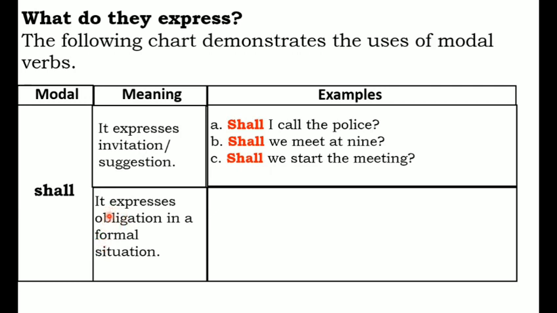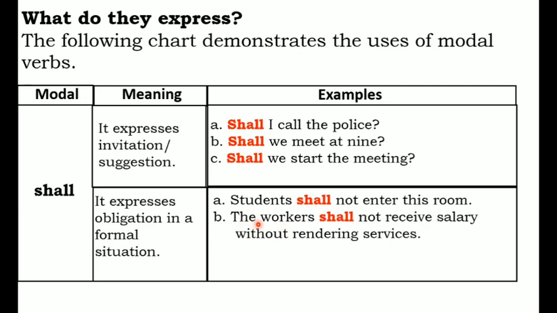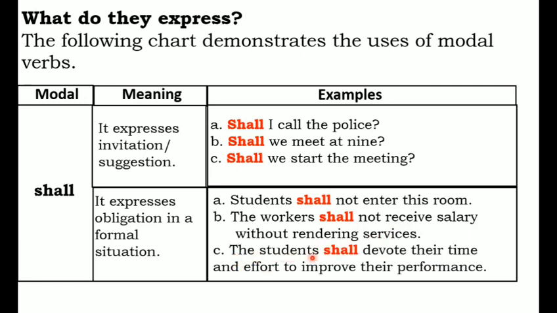Next, it expresses obligation in a formal situation. Example, students shall not enter this room. This is an obligation in formal situation. B, the worker shall not receive salary without rendering services. And C, the students shall devote their time and effort to improve their performance. All these examples show obligation in a formal situation.